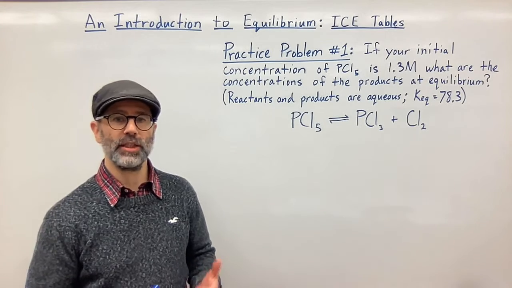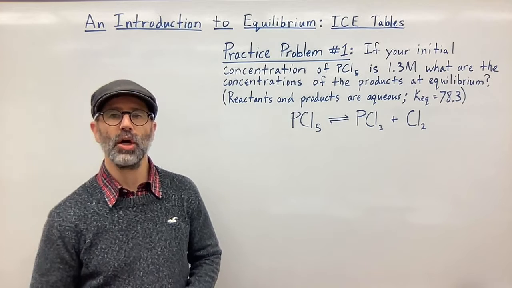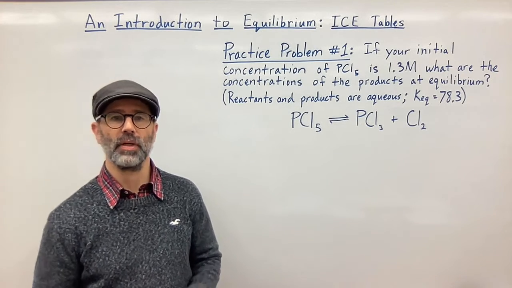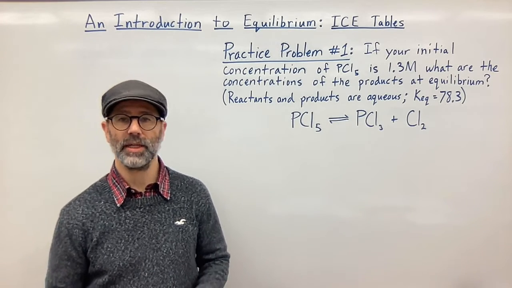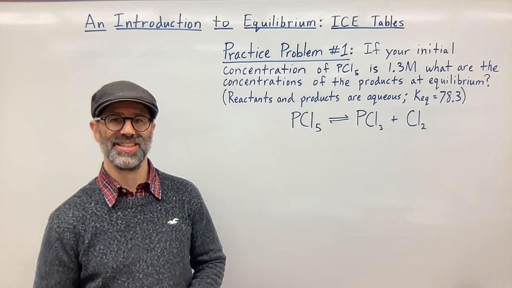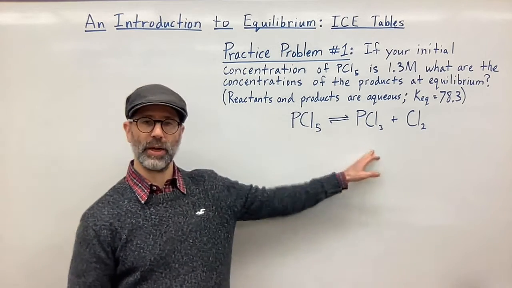If your initial concentration of PCl5 is 1.3 molar, what are the concentrations of the products at equilibrium? So assume here that the reactants and products are aqueous, and they give you the Keq for this reaction is 78.3. And then you have the balanced equation.